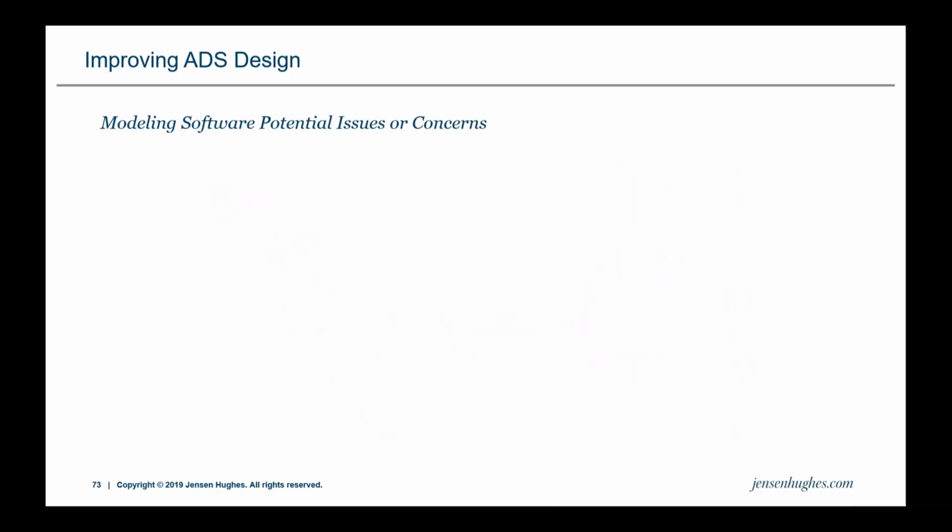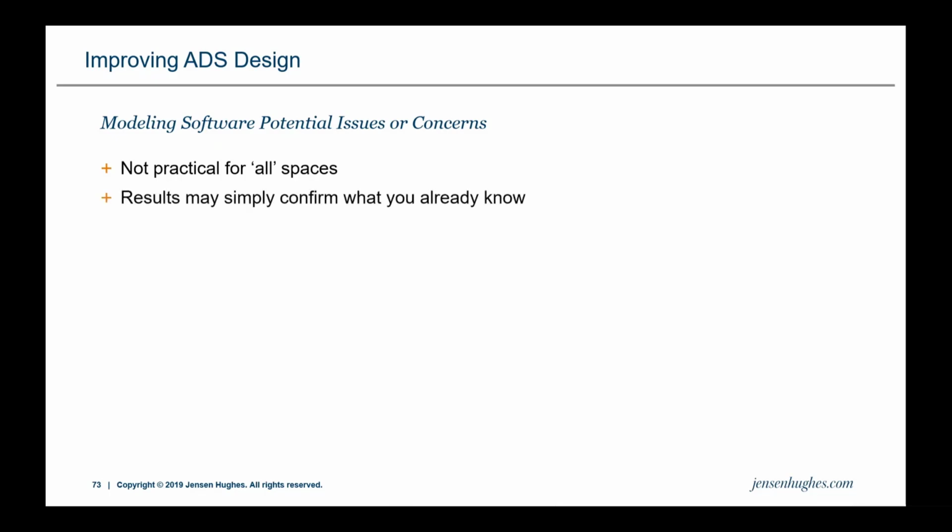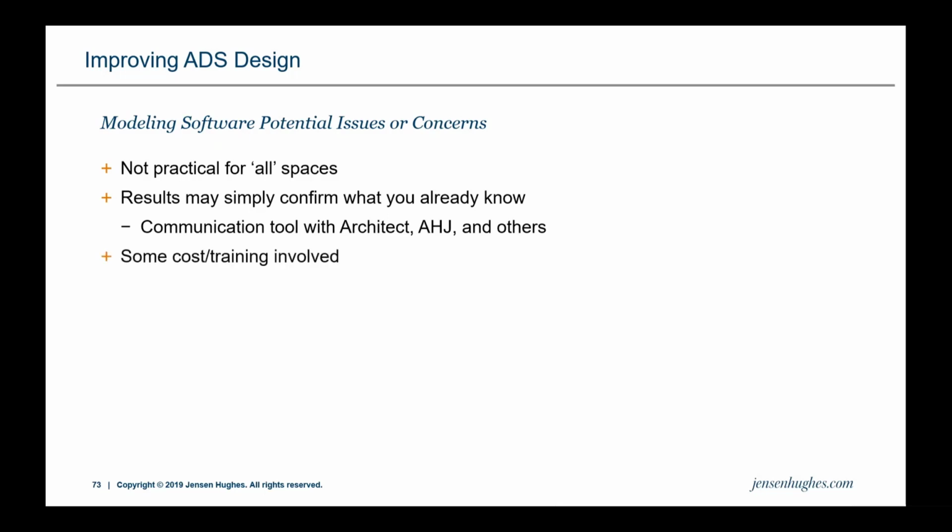Now, a couple of things to note with modeling software. There has to be a cost, effort, and benefit ratio. It's not practical for all spaces. It may simply confirm what you already know, like we did in advance on our pre-function space, but it can be used as a communication tool with the architect, the AHJ, and others.